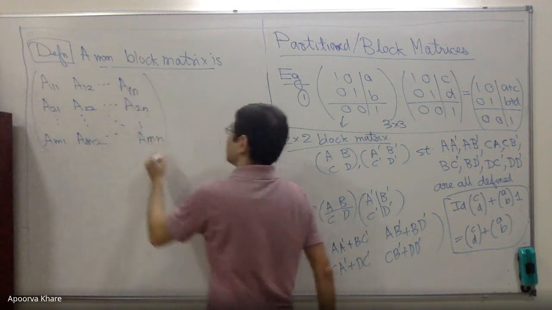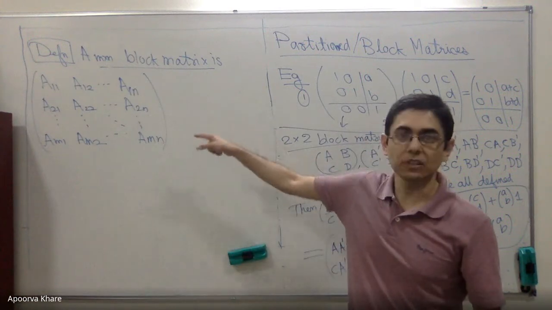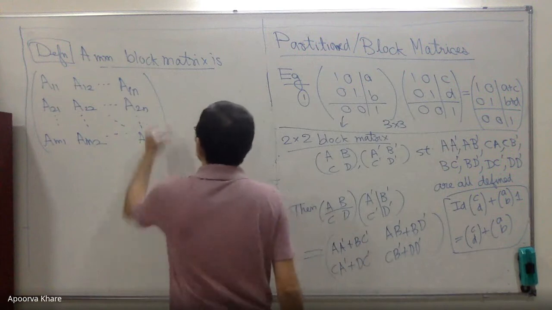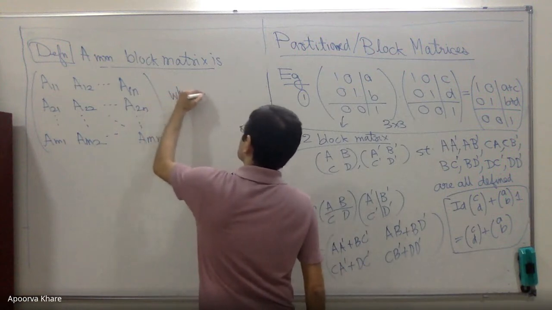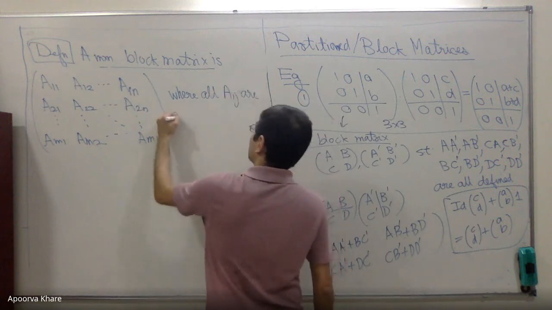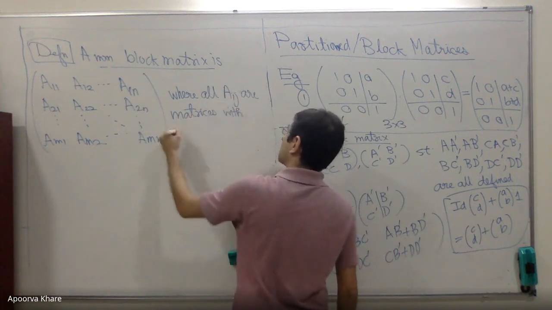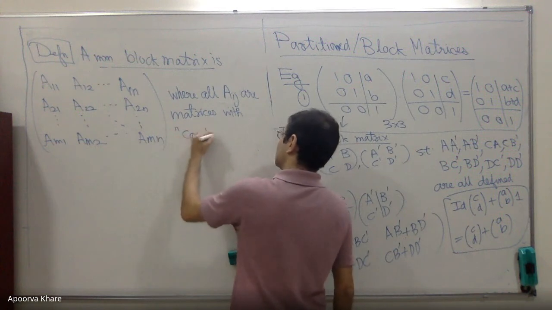It's a huge matrix, each of whose entries is itself a matrix. They're called the blocks, where all the Aij are matrices with compatible sizes.